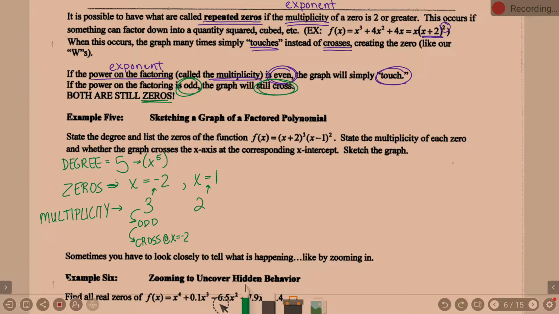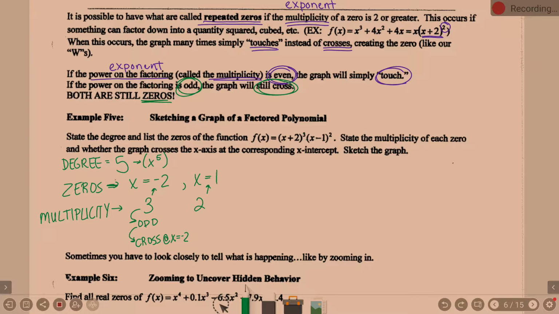Okay, that's the information you need to be able to get. This is all just from looking at the equation. I'm not doing any fancy work. So I wrote odd, and then I wrote crosses at x equals -2. What about at the 0, x equals 1? What is my graph going to look like there?